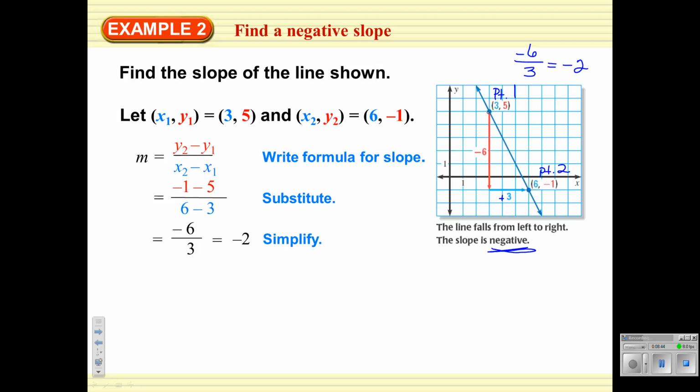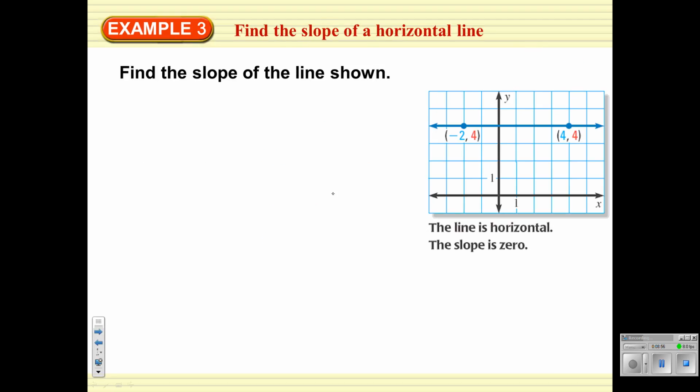Now I know you guys think that this is much easier, and it is, and if you have a graph, I am all for you just being able to count your slope, count your change in y, and count your change in x, and finding your slope. It's going to be when you don't have a graph. All right, let's look at this.